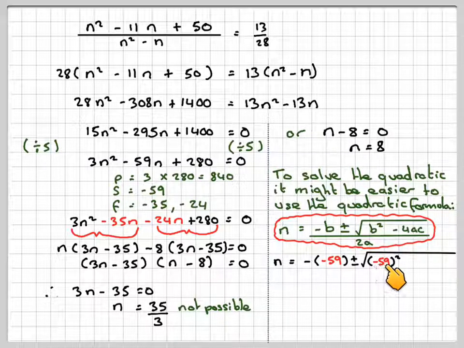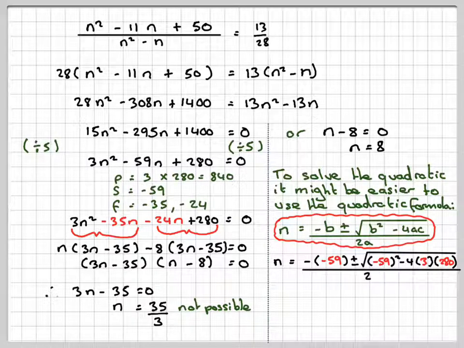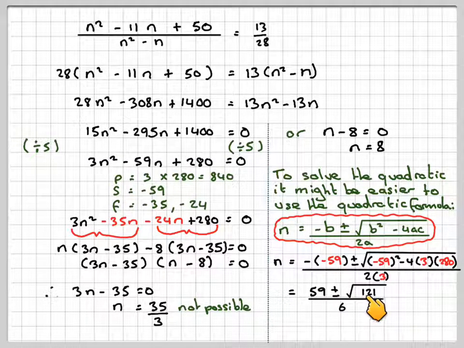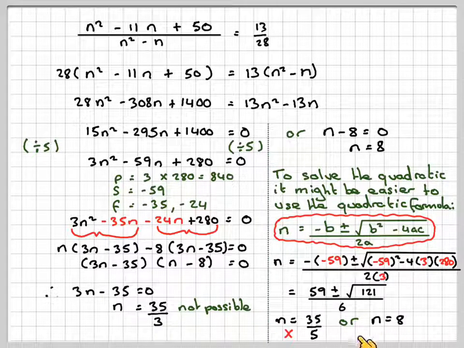Plus or minus the square root of minus 59 squared. Now, people don't usually put this in brackets, and therefore, when they square it on their calculator, they get a negative answer. When you square a negative number, it becomes positive. Minus 4 times a, which is 3, times 280, all over 2 times 3. And that's going to give 59 plus or minus the square root of 121, over 6. We knew that this is going to give an integer value because the square root of 121 gives you 11. So that gives that n is 35 over 3, or n is 8. This one not possible, and this one is possible.